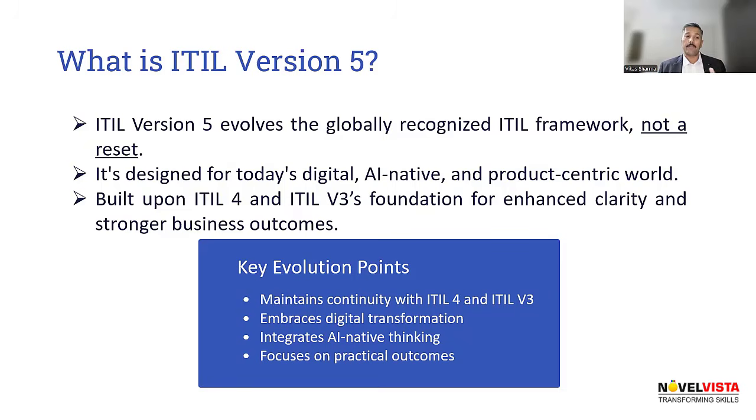So ITIL version 5 builds upon ITIL 4 and ITIL version 3, means ITIL 4 and ITIL version 3 is the foundation for ITIL version 5. So it is built on the basis of ITIL version 3 and ITIL 4 for enhanced clarity and stronger business outcomes. Key evolution points: maintain continuity with ITIL 4 and ITIL version 3, embrace digital transformation, integrate AI native thinking, and focus on practical outcomes. And this is enabled by ITIL version 5.